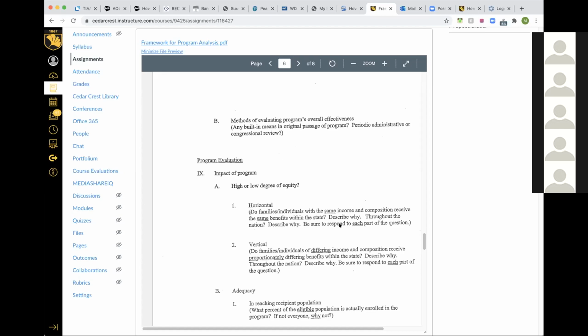For some of the other programs, that might be problematic. It's a federal program and there's not supposed to be state by state variation. Everybody got the idea?